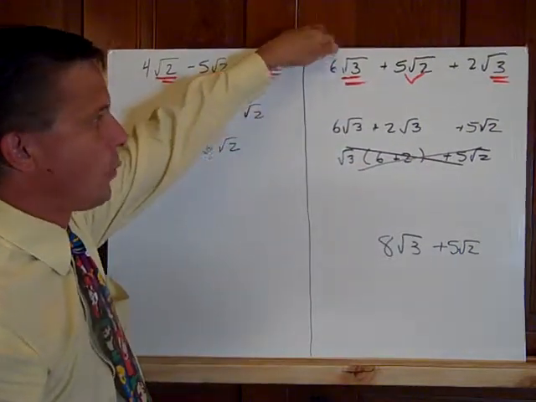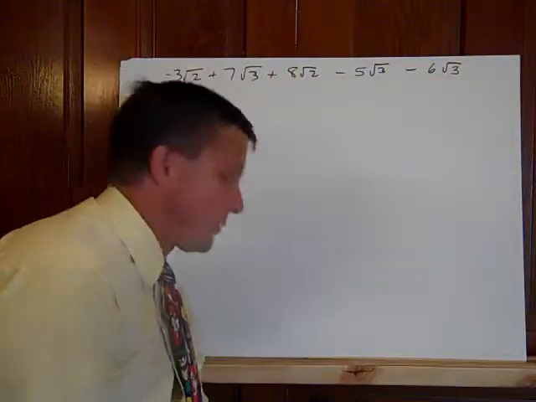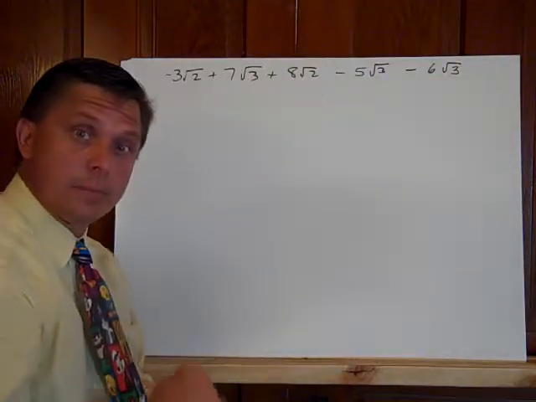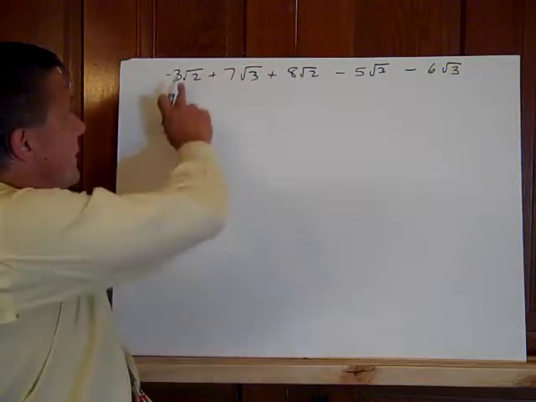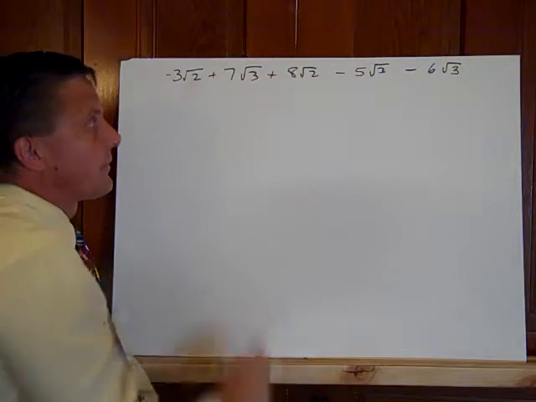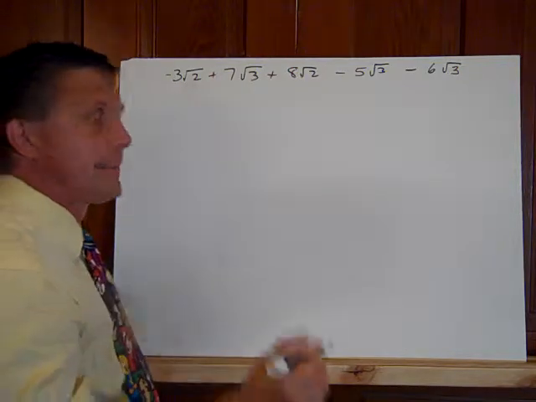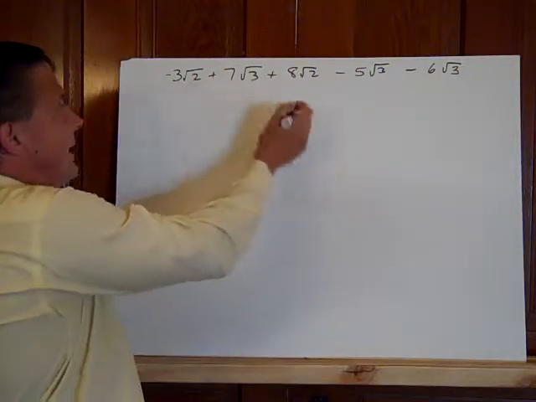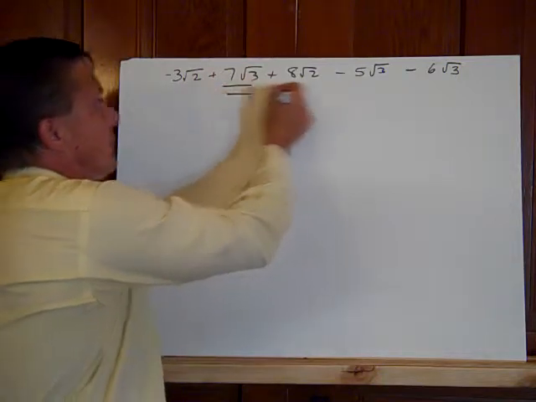So now, 2 more boards. You can pause me and try them, or watch me do them. They're bigger, a little longer. Alright, negative 3 square roots of 2 plus 7 square roots of 3 plus 8 square roots of 2 minus 5 square roots of 3 minus 6 times the square root of 3. Find my cats and dogs. Pause me if you want to try it yourself.